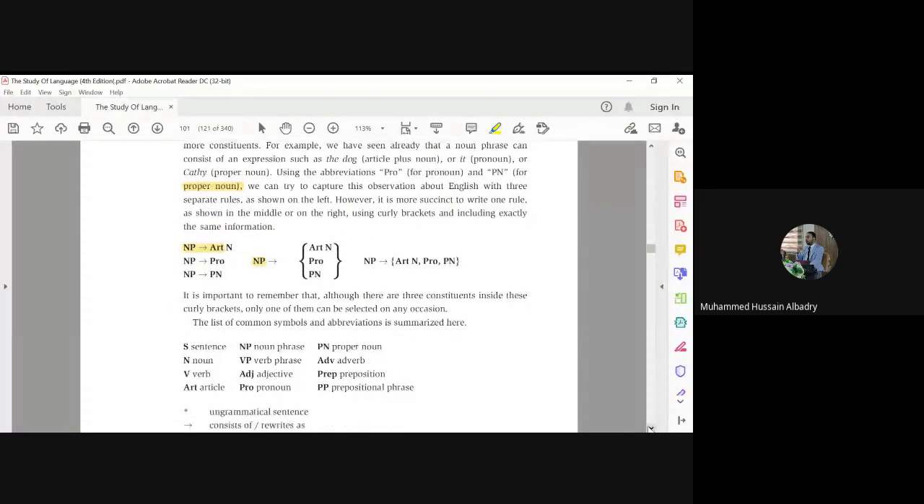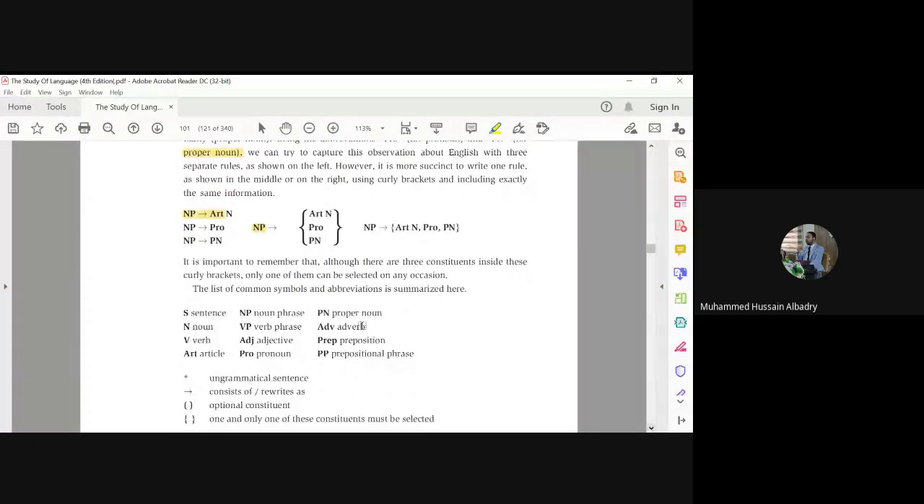What are the symbols here? Then say sentence, etc. Preposition. Here, when you see this asterisk, it means ungrammatical sentence. When you see this, it means consists of. When you see this box, it means optional constituent, optional. Okay, optional, sometimes for example we say the good girl, the good boy. You can delete the good, it is usually optional.